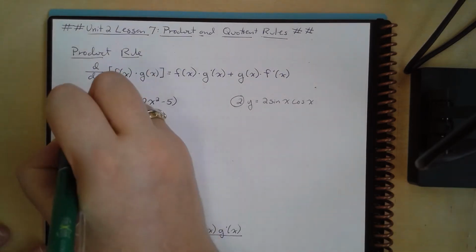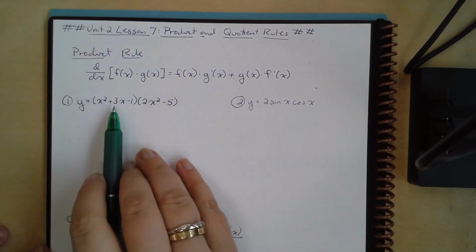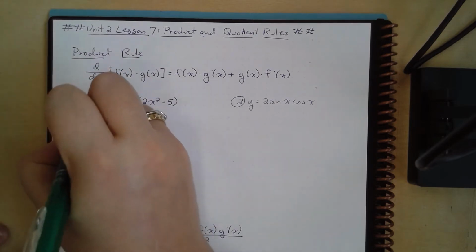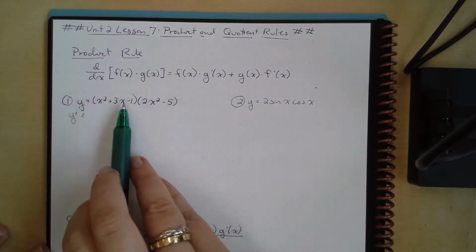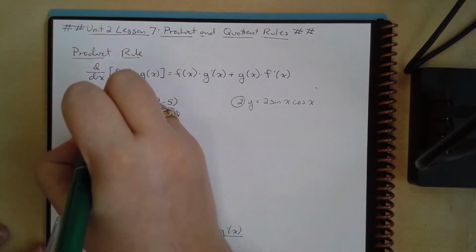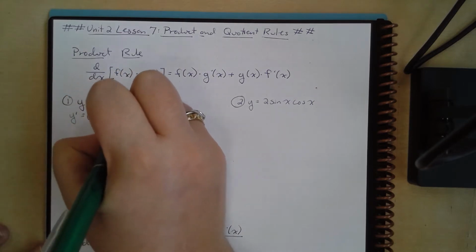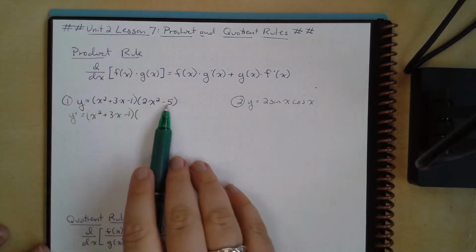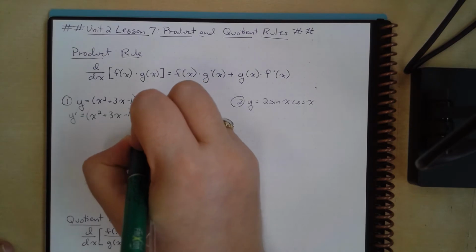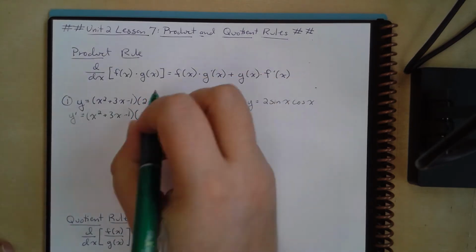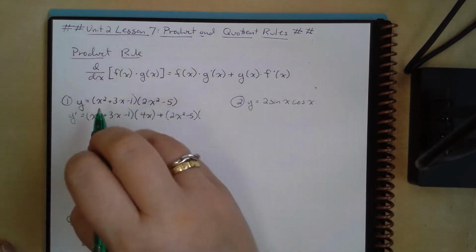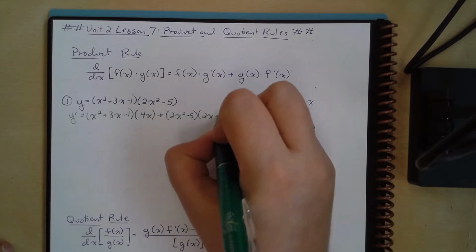So for number 1, our first example, we have y is equal to x squared plus 3x minus 1 times 2x squared minus 5. Well, to find our derivative, y prime is going to be equal to, and I like to think of this as the first times the derivative of the second plus the second times the derivative of the first. So our first is just going to be x squared plus 3x minus 1 times, and now I need to take the derivative of this right here. Well, I know from my basic differentiation rules that this derivative is just going to be 4x plus, and I take the second, so I have 2x squared minus 5 times the derivative of the first, which I know is just going to be 2x plus 3.